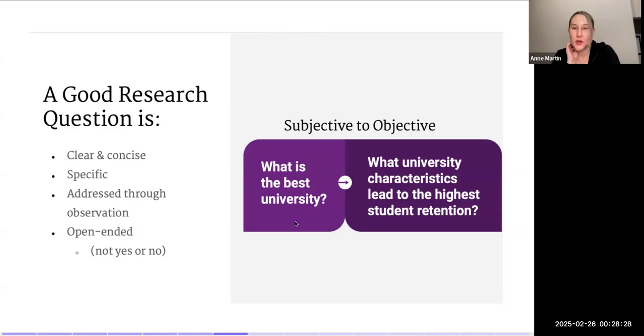So here's an example of going from a subjective to a stronger objective question. Instead of what is the best university, what university characteristics lead to the highest student retention? So as you can see, this is much more clear and specific, and we are focused on the variables we're interested in, like retention.